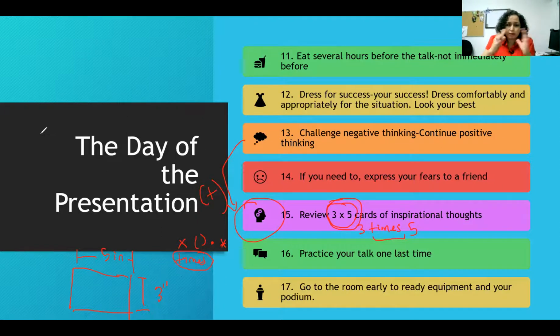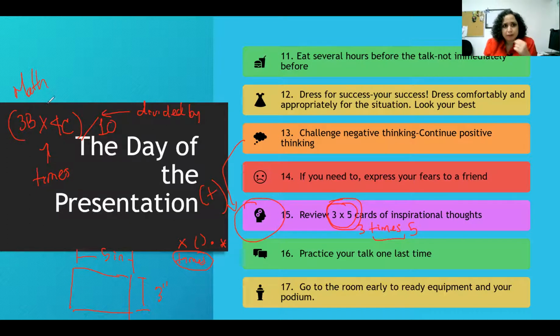So for example, I'm just making a different parenthesis here. If we are doing this math operation like 3b times 4c divided by 10 divided by times. Okay, so this is extra for you to acknowledge the math operation and how you read them out loud. Okay, so that was some extra knowledge.